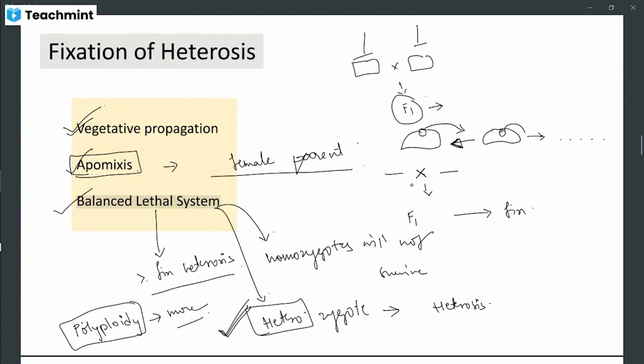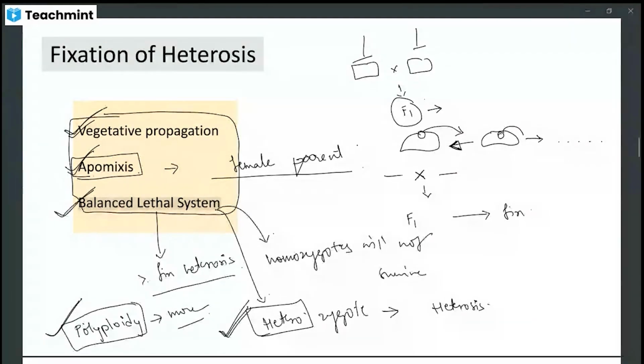Right? So just remember, vegetative propagation, apomixis, balanced lethal system, and the other mechanism is polyploidy, and these three are very important. Okay, so this is how you will fix the heterosis. And then we also saw estimation of heterosis.